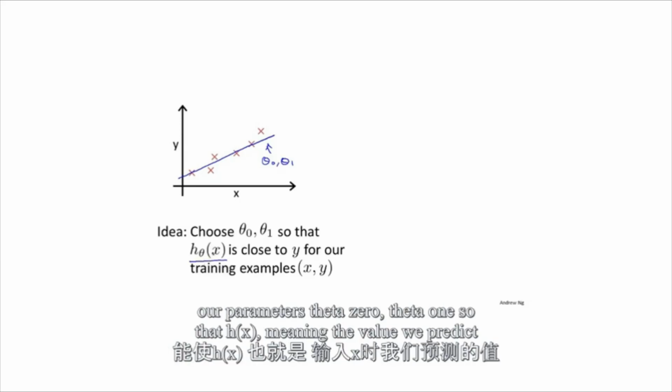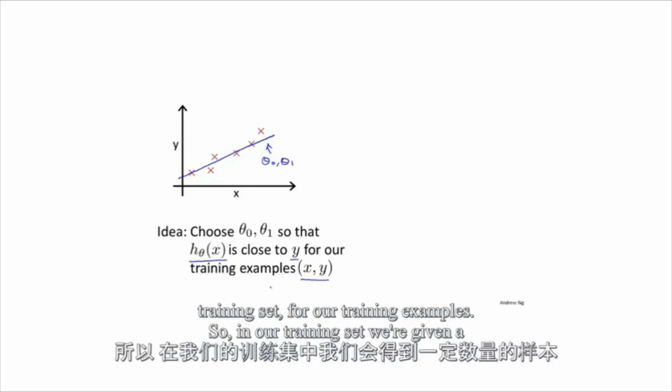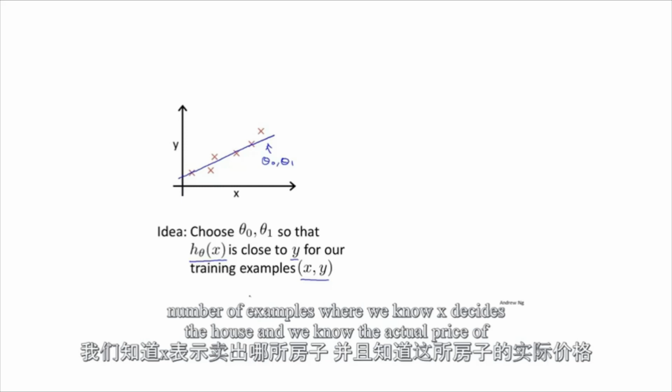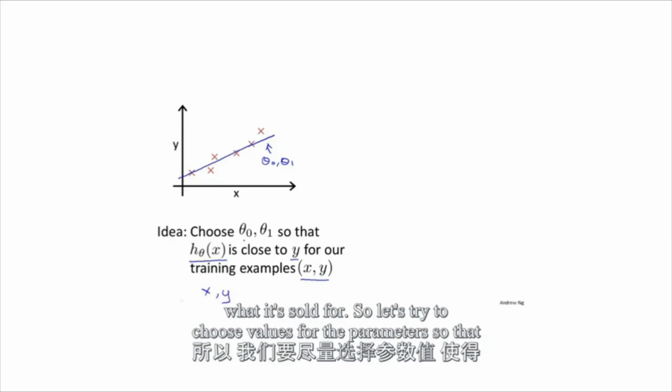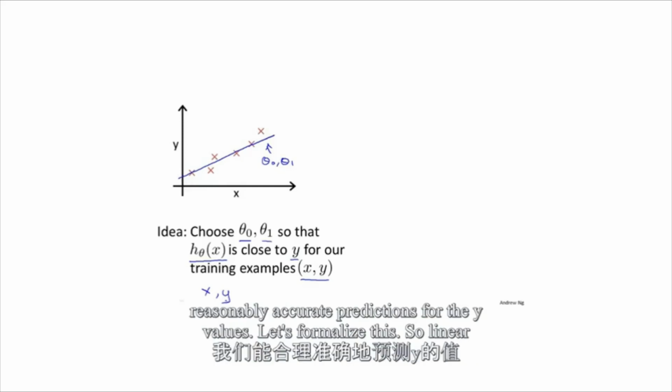The idea is we're going to choose our parameters theta 0, theta 1, so that h of x, meaning the value we predict on input x, is at least close to the values y for the examples in our training set, for our training examples. So in our training set, we're given a number of examples where we know x, the size of the house, and we know the actual price it was sold for. So let's try to choose values for the parameters so that at least in the training set, given the x's in the training set, we make reasonably accurate predictions for the y values.